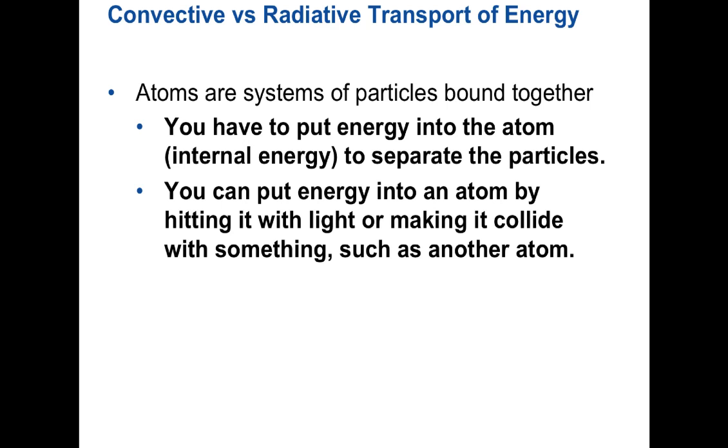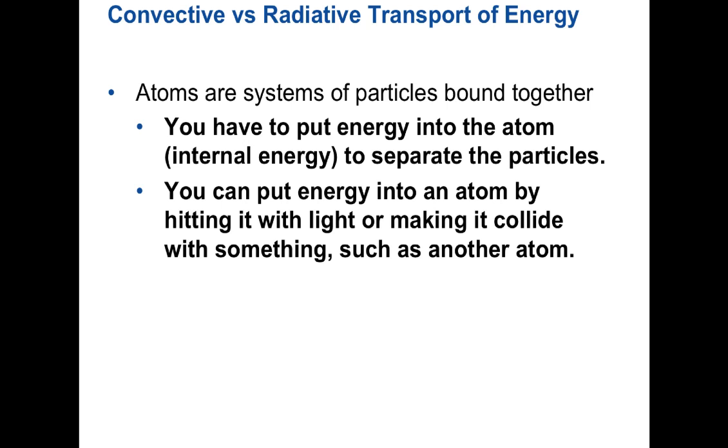So just going back a little bit from earlier things, we remember that atoms are systems of particles that are bound together. For example, proton and electron. That's what a hydrogen atom is. They're bonded together by the electromagnetic force. Other atoms as well, helium, all the other atoms are nuclei bonded to electrons. So it's a bound system.